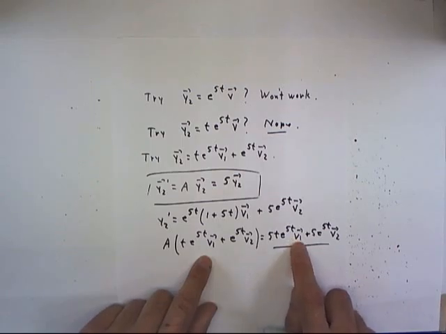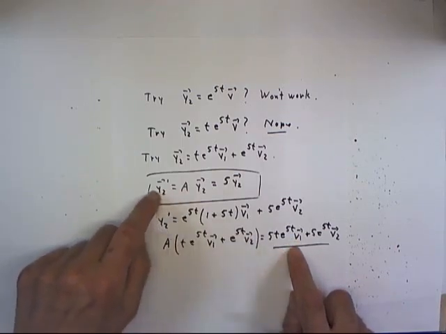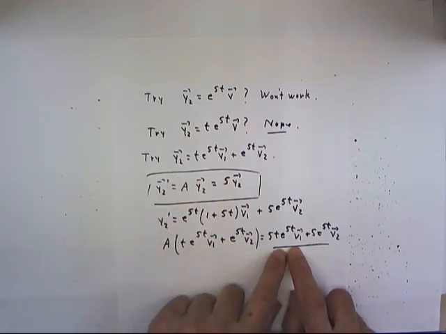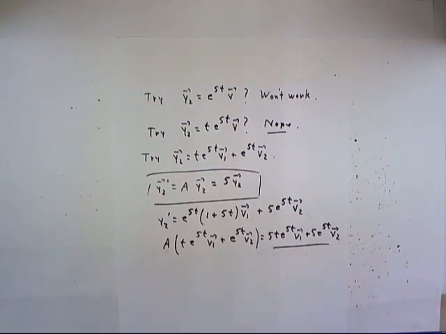This equality, along with the condition that this should also be equal to the derivative y2 prime, will allow us to determine the vectors v1 and v2. And we'll go on with that in the next clip.